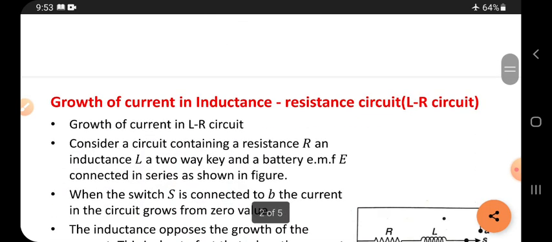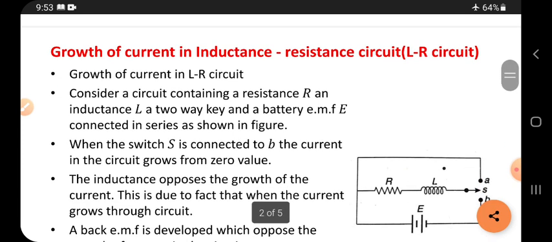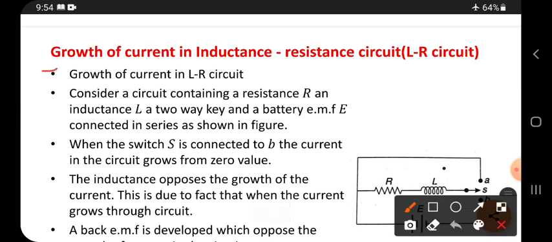Today's topic is growth of current in an inductance resistance circuit. We can say that is an LR circuit. Growth of current in LR circuit.